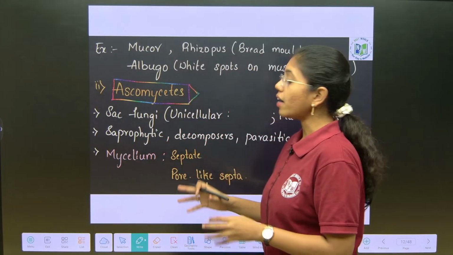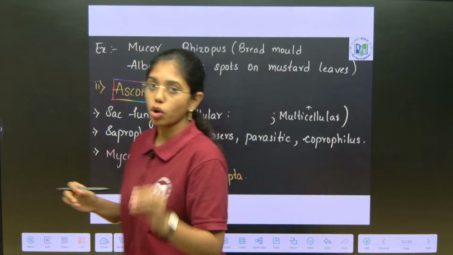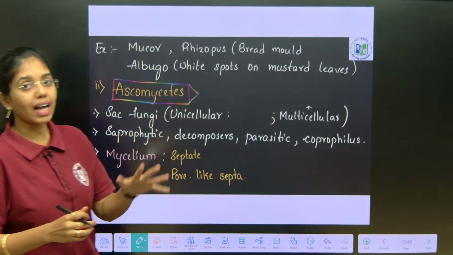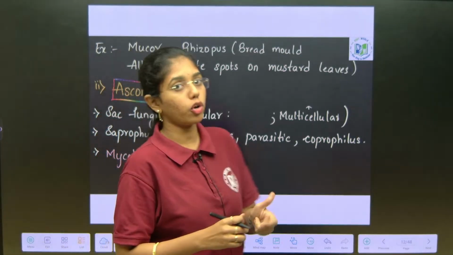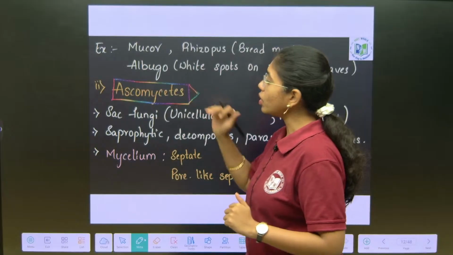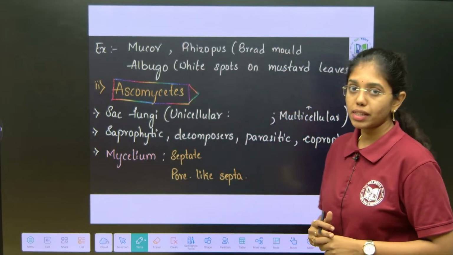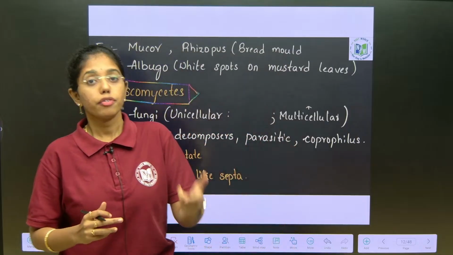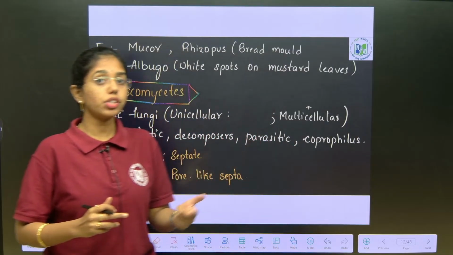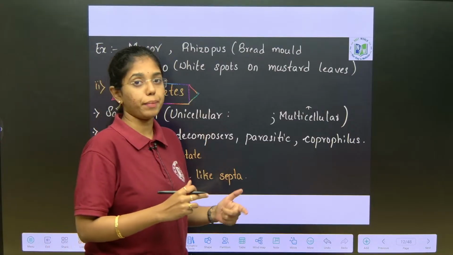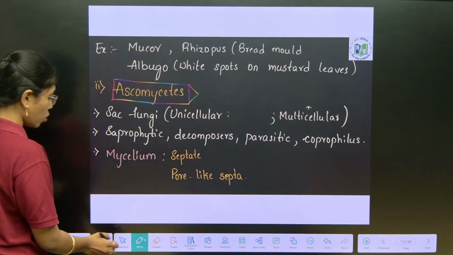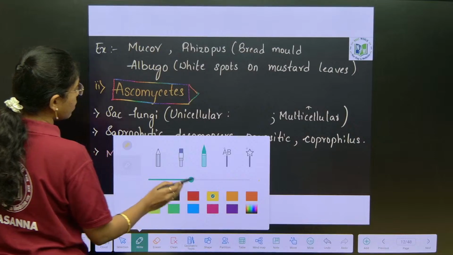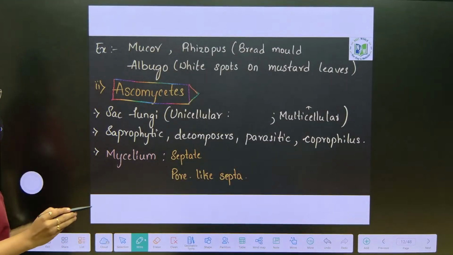So, here we are with the class Ascomycetes. We are done with fungal general characteristics and Phycomycetes. When we discuss the features of Ascomycetes, the very primary general characteristic that we learned yesterday is that fungi show great diversity in both morphology and habitat. Ascomycetes also show great diversity in morphology and habitat.